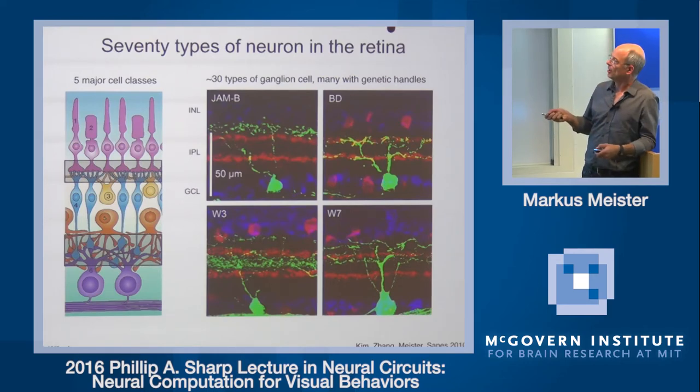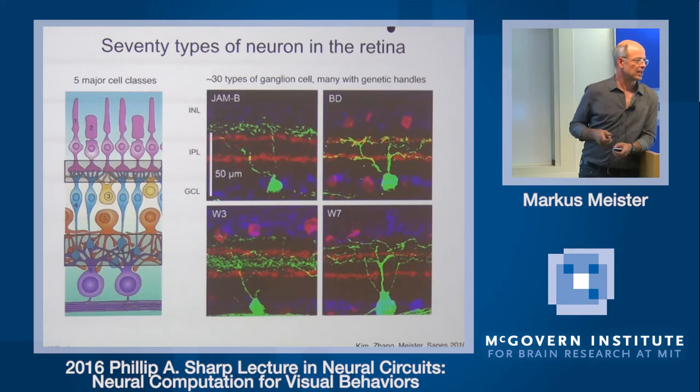Here, for example, are four different lines of mice in which the retinal ganglion cells are stained in green. And you can see that they are distinct in these vertical sections by where in the inner plexiform layer they ramify their dendrites. These neurons ramify at the very top layer, these neurons mostly in the middle between these two red bands. And the location where a ganglion cell sends its dendrites determines which types of bipolar cells and amacrine cells it gets input from, and ultimately determines the visual computation that that neuron performs.